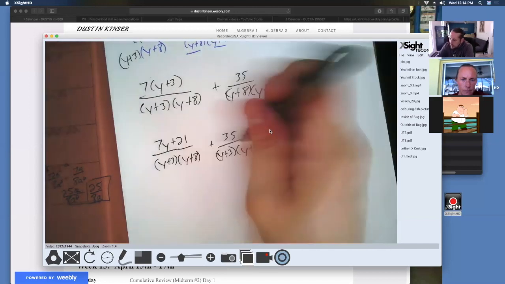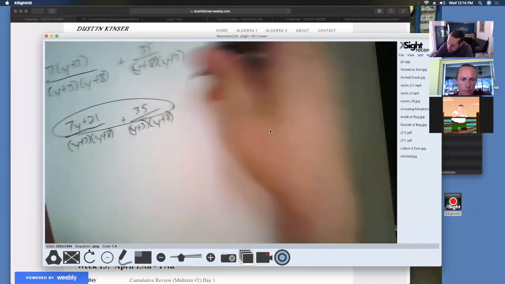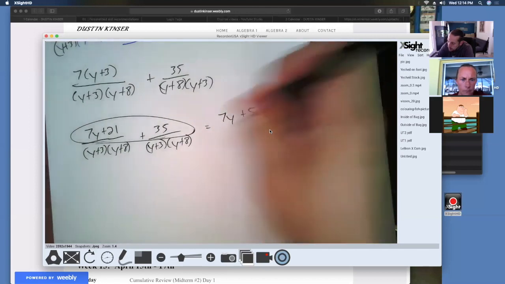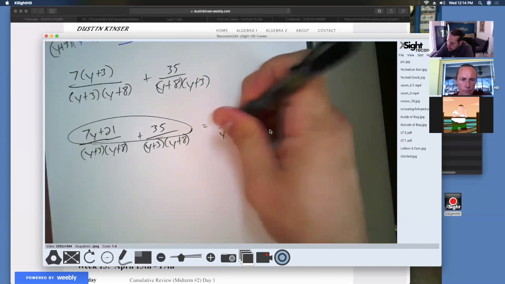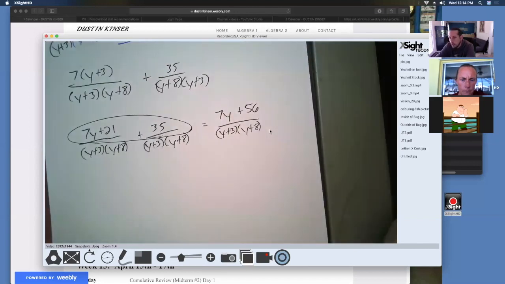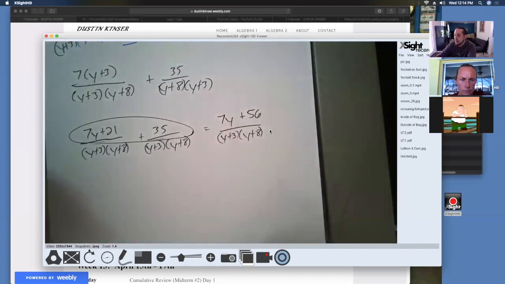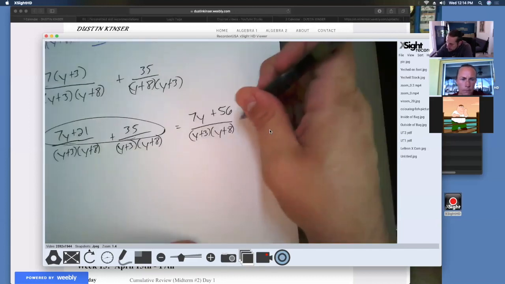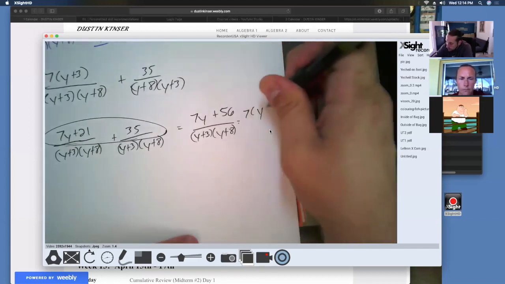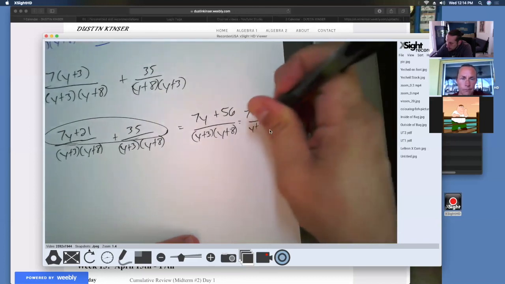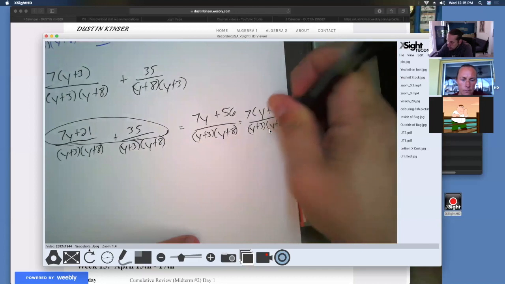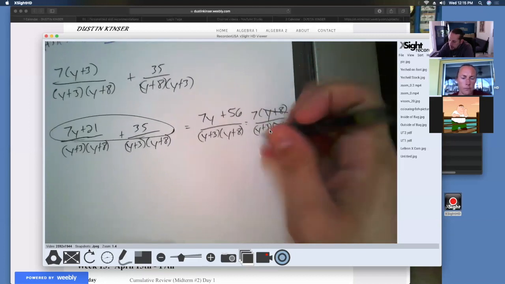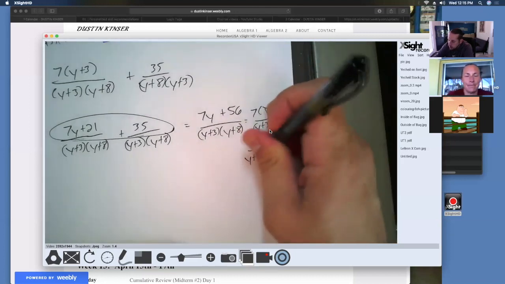So now I have like terms, so I can add everything up top. That's just going to give me 7y plus 56 over y plus 3, y plus 8. Now again, this is where you gotta be careful because there's a GCF we can pull out up top. If I pull out this 7, I'm gonna be left with y plus 8 up top. All right, which now I can see those cancel. So my final answer is just 7 over y plus 3.